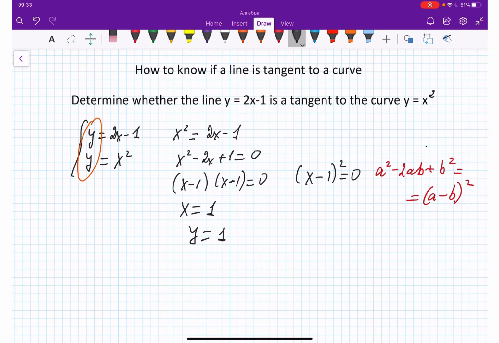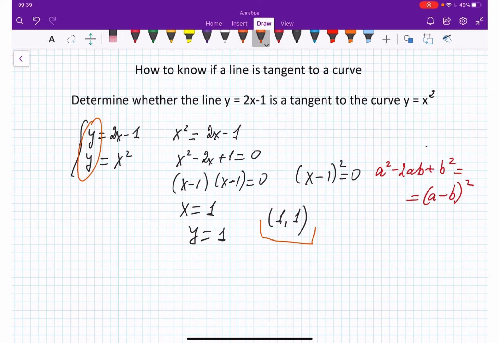So the intersection is (1, 1). This is the solution for these two equations. And as we can see, this is the only solution, right? There is no second solution, which tells us that the line y is equal to 2x minus 1 is a candidate to be a tangent line to the curve y equals x squared. Now we need to check to make sure that this is the tangent line.